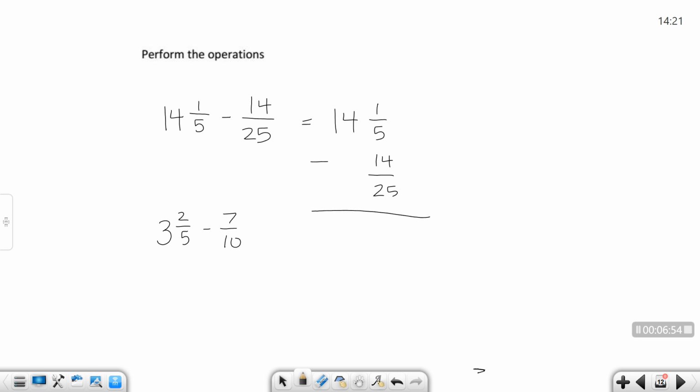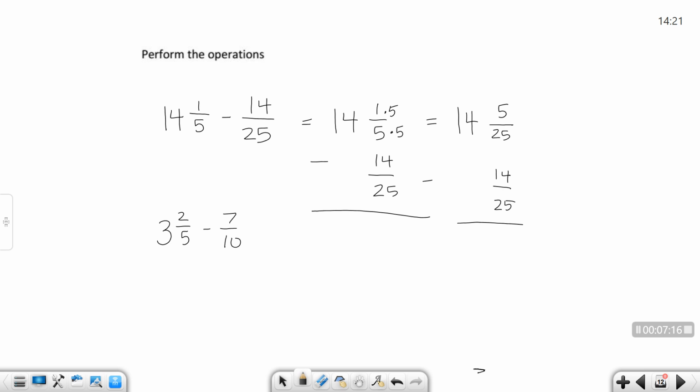Okay, so I need to turn it into 25ths to get a common denominator. So to turn it into 25ths, I'm going to multiply by 5 on the bottom, and if I multiply by 5 on the bottom, I have to multiply by 5 on the top. So this would be 5/25 minus 14/25.